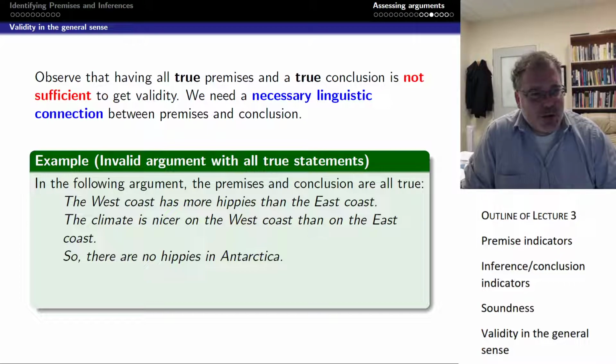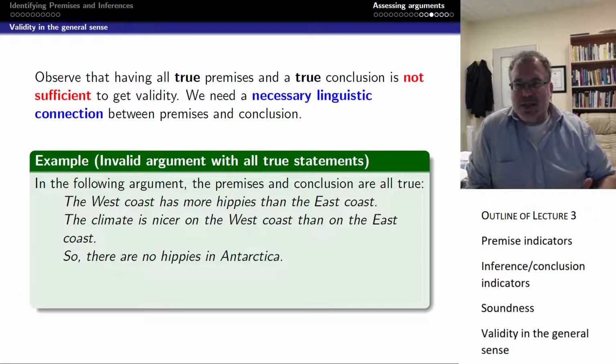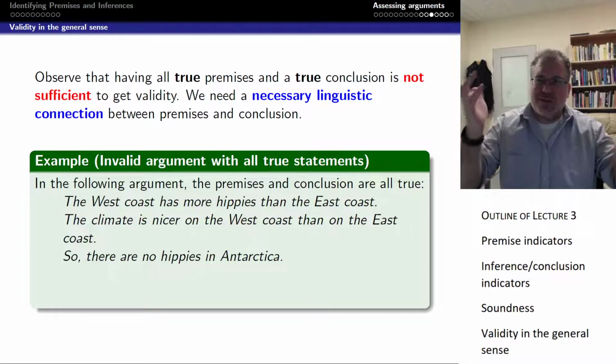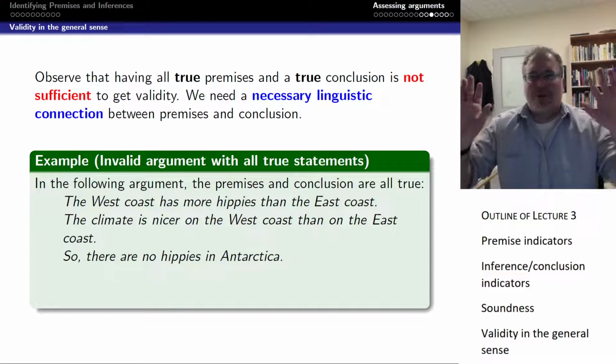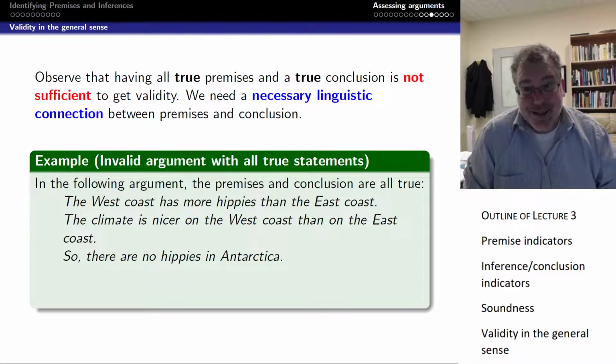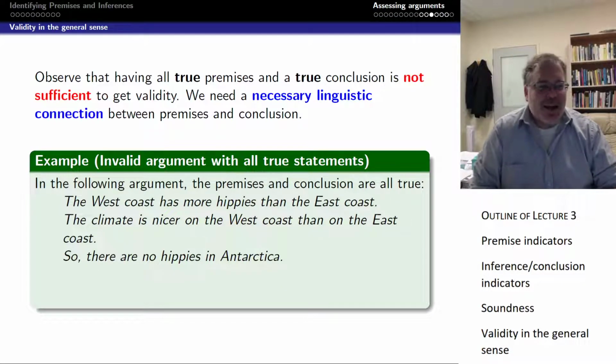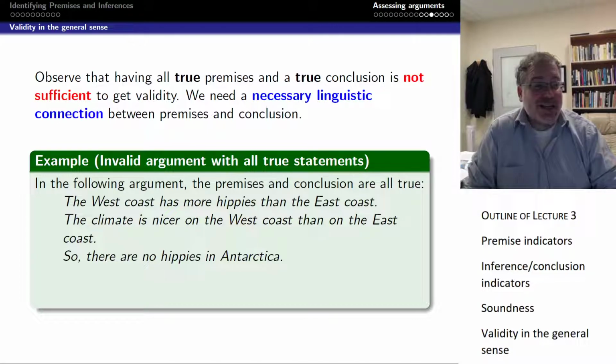So here's the argument. The West Coast has more hippies than the East Coast. If you lived on both coasts, you know that it's true. No judging, right? But it's true. Second, the climate is nicer on the West Coast than on the East Coast, and that's clear.